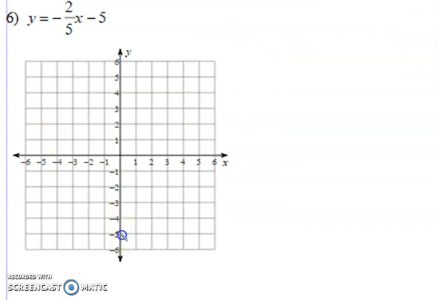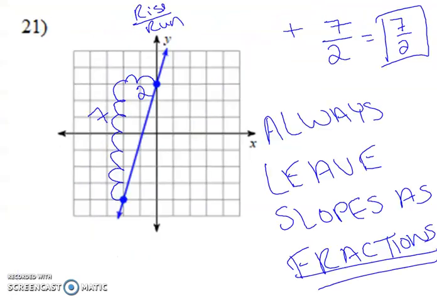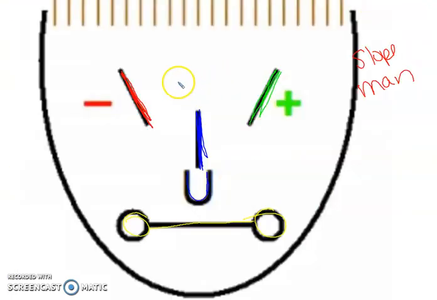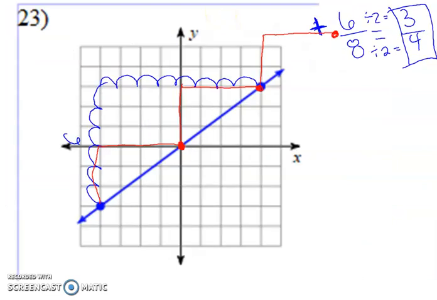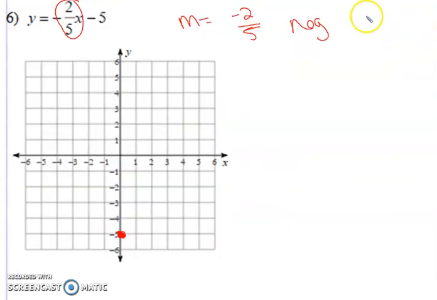On your paper, there's a little dot right here at -5. The dot's already there. Negative slope, right? My slope is -2 over 5 right here, because that's what's in front of the x. It's not -2 over 5x, it's just -2 over 5. So negative slope, go back to my slope man. What does that look like? Down. So I know it has to look like this. So I know it's going to be going somewhere like that, right?